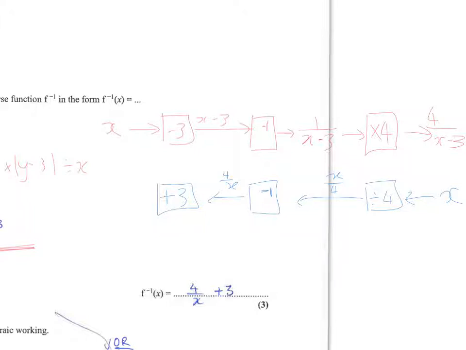The reason why these ones don't actually change is that what we're doing is we're flipping the fraction. Here I had x minus 3 over 1. I'm going to flip it to give me 1 over x minus 3. Here I've got x over 4. I'm going to flip it to give me 4 over x. So the process we're doing there is a flipping, an inversing of the fraction. Then finally, I'm going to add 3. 4 over x plus 3. The inverse function of x.